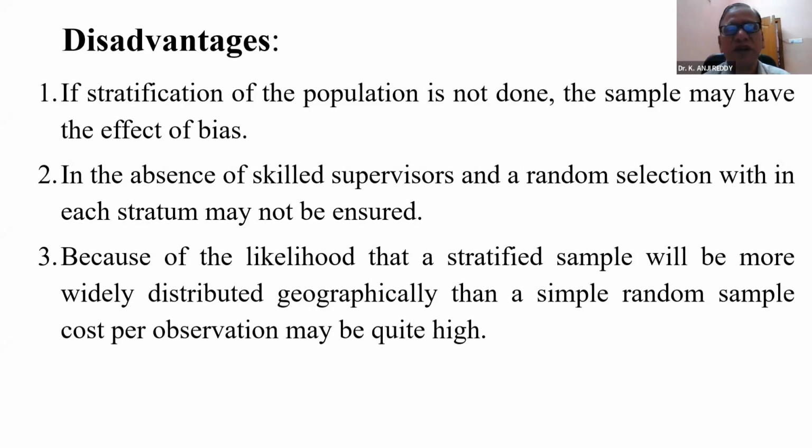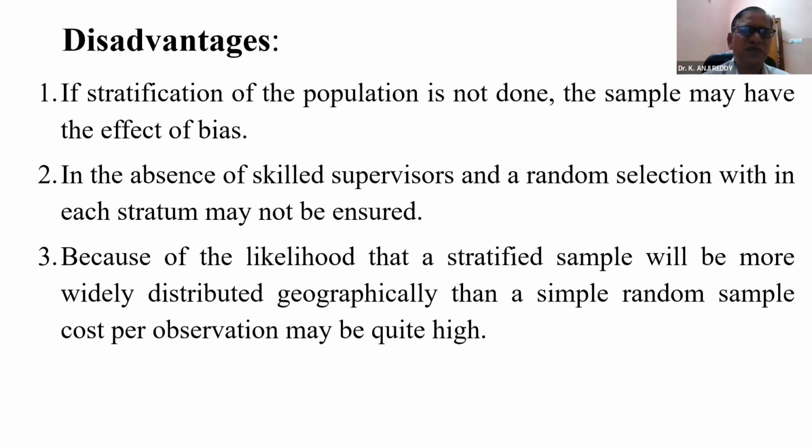If stratification of the population is not done properly, the sample may have the effect of bias. If it is not done rationally, if it is done irrationally, then there is no rationality. That means there is a bias, so it leads to bias. When bias is there, the result will not be accurate. So the results become less accurate and less representative. That is the first disadvantage of stratified random sampling.